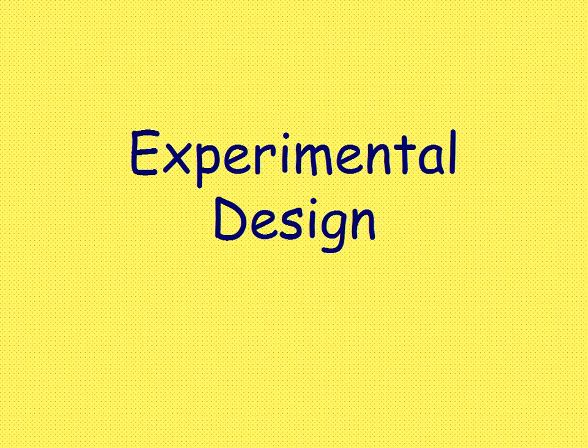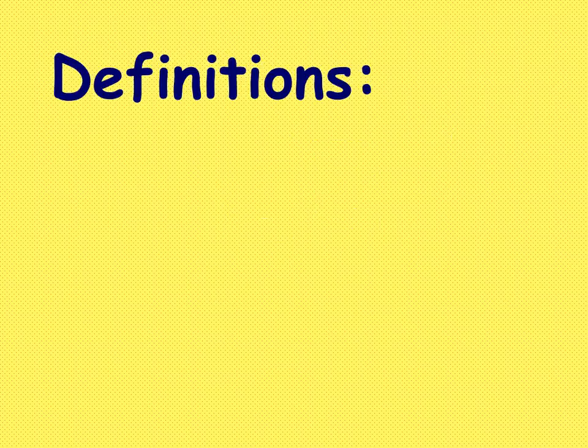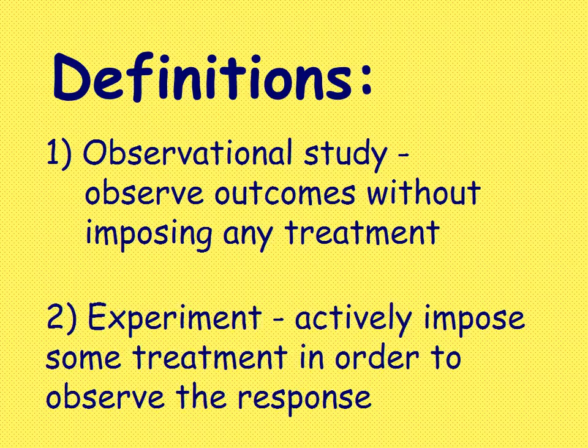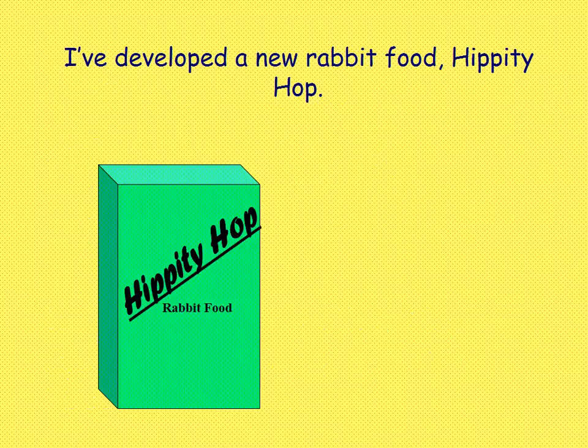First thing we have to do when we talk about experimental design is talk about some of the definitions that we have. First, we've got an observational study. That's where, based on the title, the person observes and records information, but there is nothing imposed on the individuals that are being observed. Okay, that is very different than an experiment. In an experiment, we're actively imposing some treatment. We're changing some variable in order to observe the response.